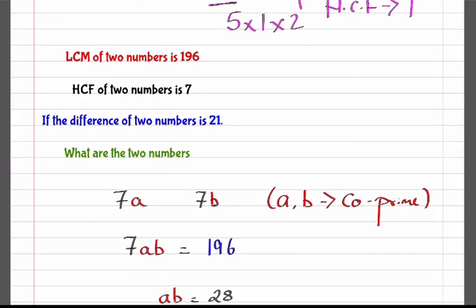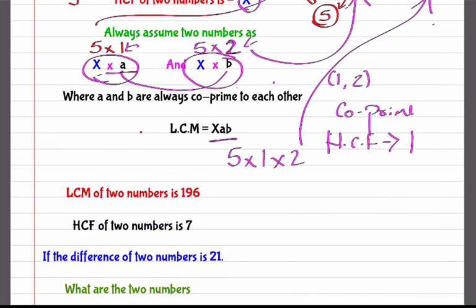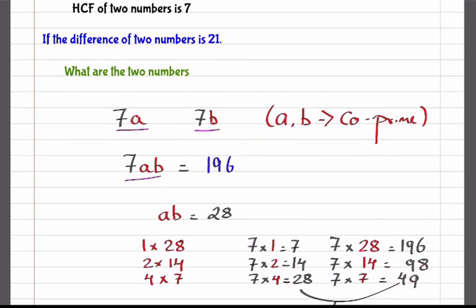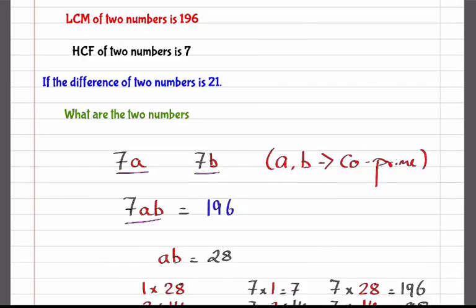The LCM of two numbers is given to be 196. The HCF of the two numbers is 7. So if the HCF is 7, I can write one number as 7 into A and the other number as 7 into B. The LCM is 7 into A into B. We are just applying this property, XA, XB, XAB. So 7AB is equal to 196. So A into B is 28.